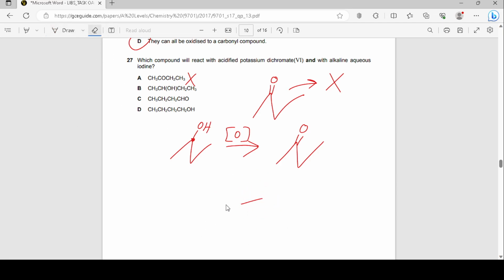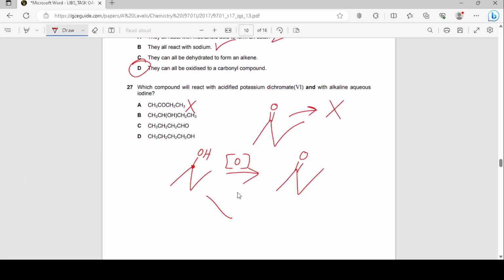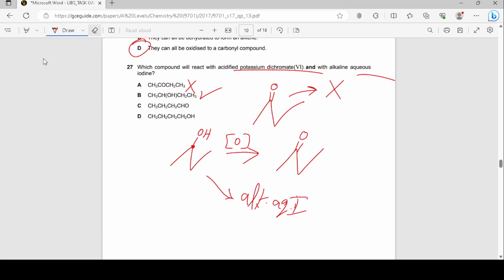Okay, anyways, what other thing? So basically this also reacts with alkaline aqueous iodine, right? So it passes that test, and so it will react with both of these compounds. Therefore, B seems to be the correct answer. But let's look at the other options as well.